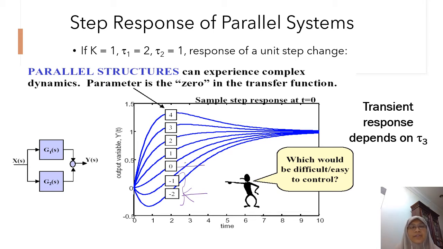If tau 3 is 0, then we actually get something like an overdamped response. This is tau 3 equals 1 and above. If it goes beyond a certain value, then we have such as this, an overshoot, which will finally settle back down to the final steady state value. Now, among all these responses, which one do you think would be more difficult to control? Can you justify your answer?